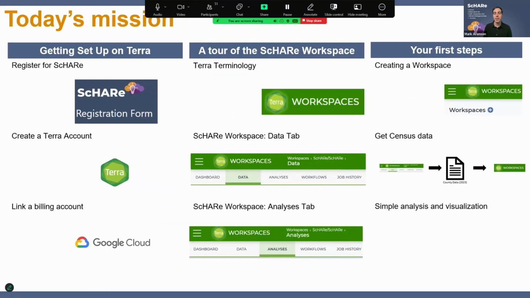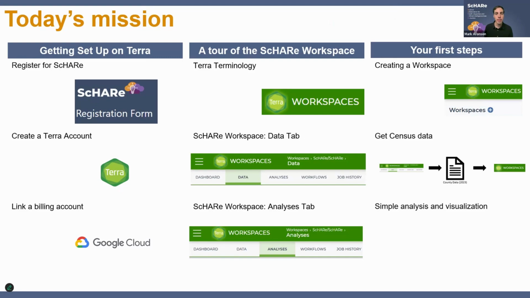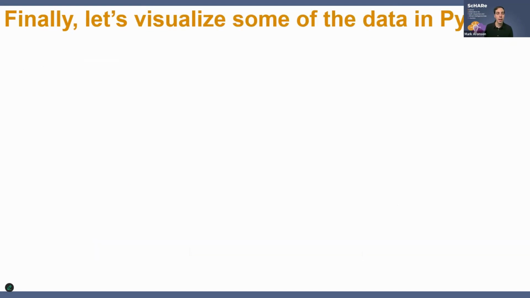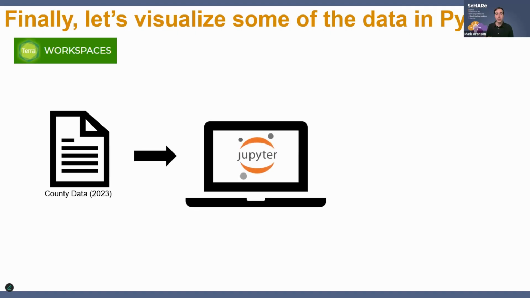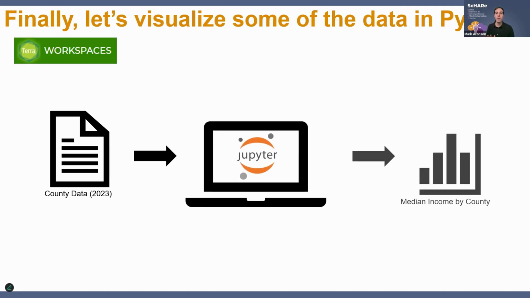So the last thing that we need to do is actually load in the data in our notebook on Terra and take a look at some of it. To do that, I want to overview this and very quickly walk through some of the code. We have that county level data set that we identified. We're going to bring this into a Jupyter notebook. My goal is to look at a histogram of median income by county for the year 2023 from this survey. So we're going to use this data set to produce that histogram in the Jupyter notebook.